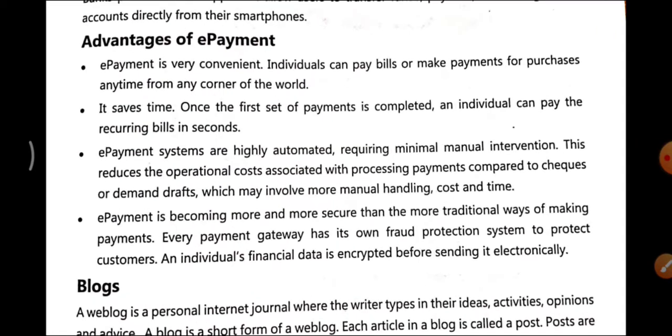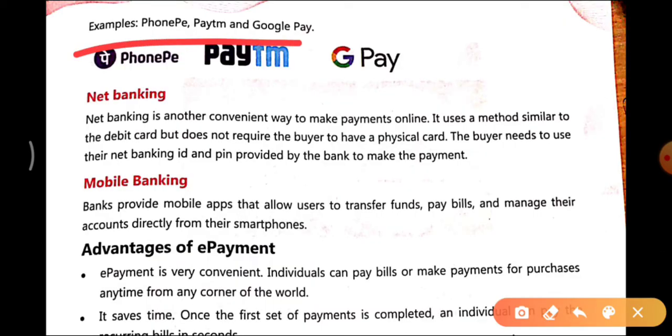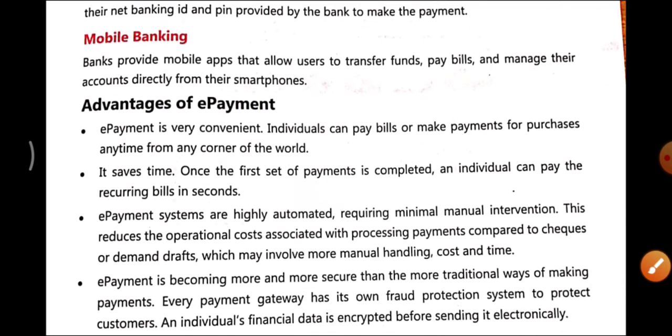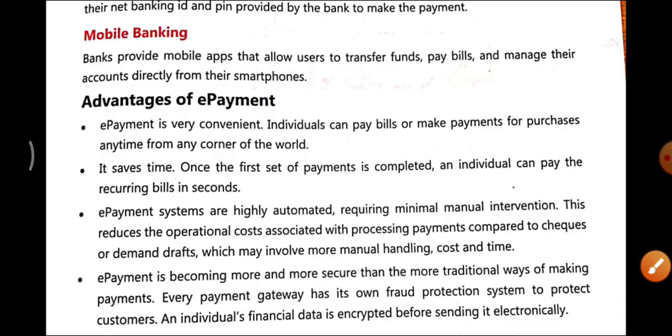Examples of UPI we are using nowadays are PhonePe, Paytm, Google Pay. Now the next thing is net banking. Banks have a website. On that website you can just log in by user ID and password and do the payment. That is called net banking. Mobile banking, yes, do the same thing using mobile applications. All banks have applications, and those applications can be run on any mobile, and using that mobile app we can pay the price.